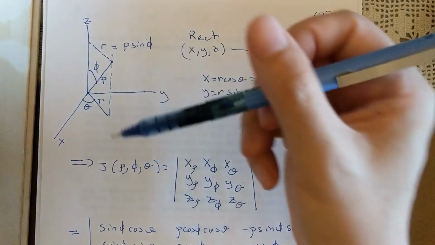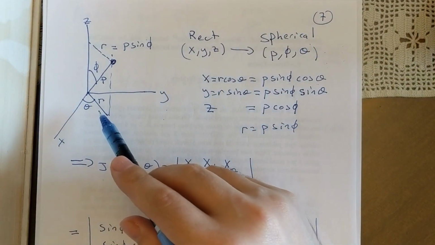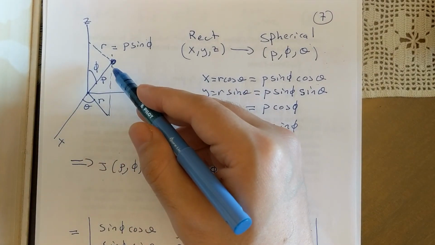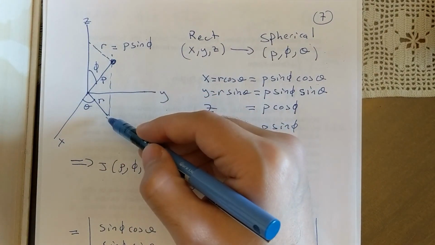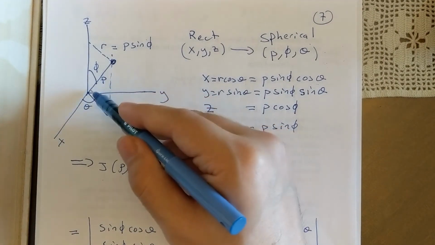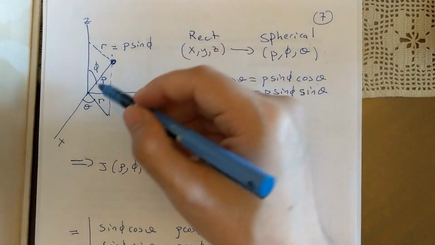So we're interested in this point here. This is the point that we're interested in. So basically, let's talk about the x-coordinate. Well, the x-coordinate is going to be basically the projection of this onto the xy-plane, okay? So the distance r is going to be the projection of rho onto the xy plane. Well, what's that going to be?